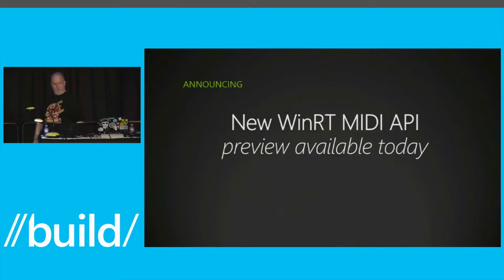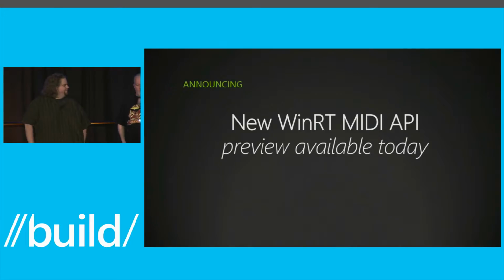So announcing today, we do have a new WinRT MIDI API that is available. It's a preview available, and we are also making it a go-live license. So starting today, you'll be able to download that as a NuGet package and develop apps that you can release to the store that'll work on Windows 8.1. Yeah, exactly. Thank you. Great.